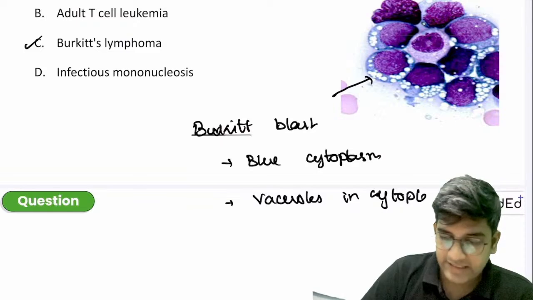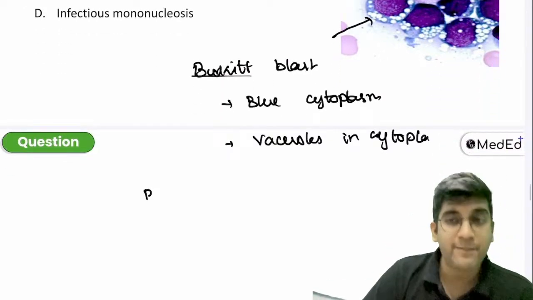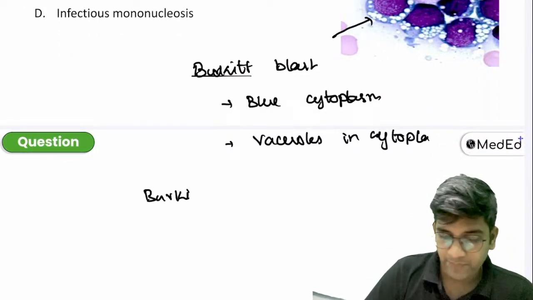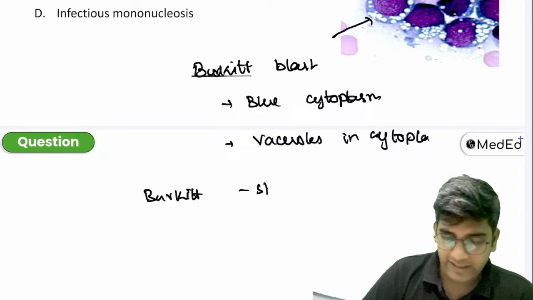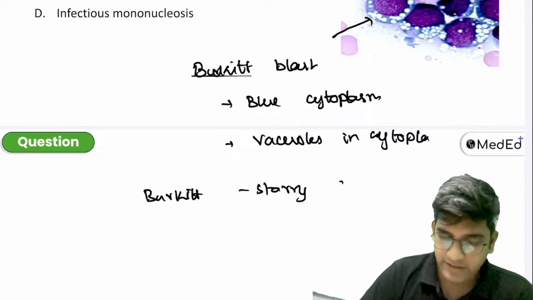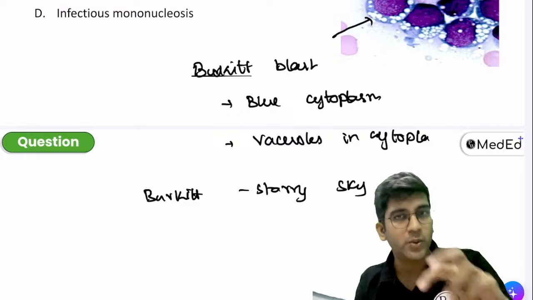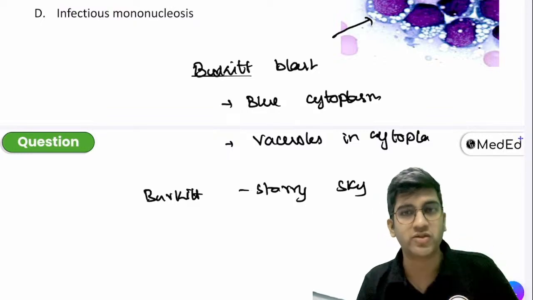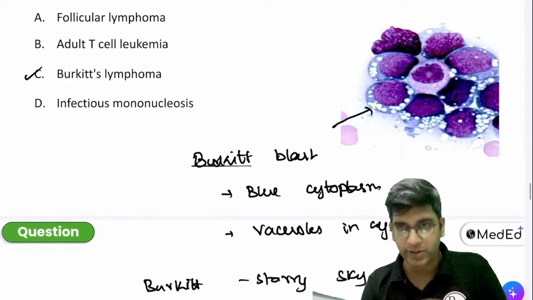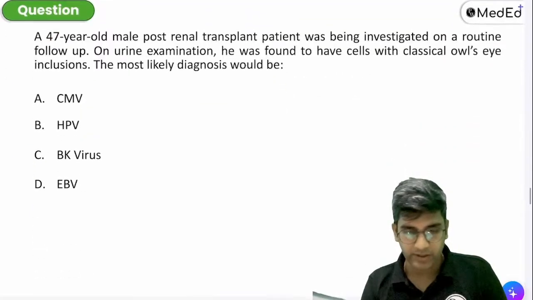This is not the starry sky. Starry sky appearance in Burkitt's happens in case of a lymph node, right? So Burkitt's classical finding, everyone knows, is starry sky. That happens in lymph node. That does not happen in the bone marrow. In bone marrow, we have the Burkitt's blast, which has a classical blue cytoplasm and lots of vacuoles like this. And that's a classical diagnosis here. Fine.